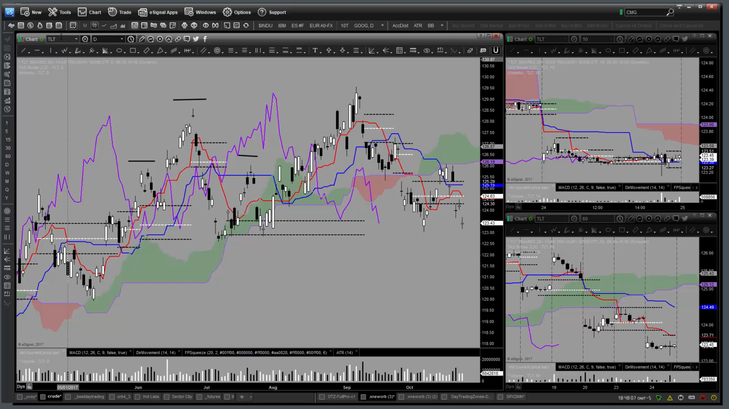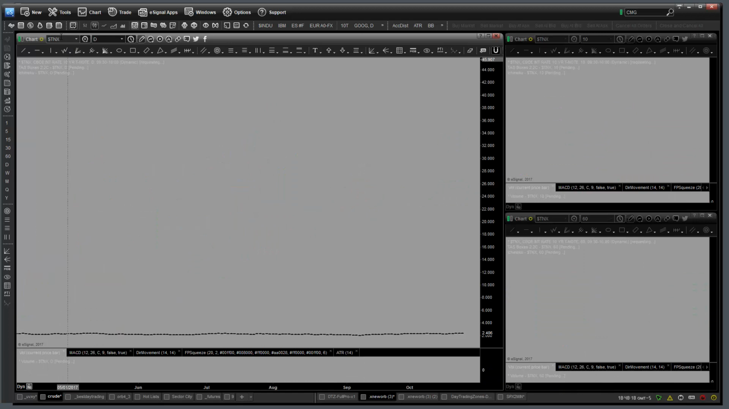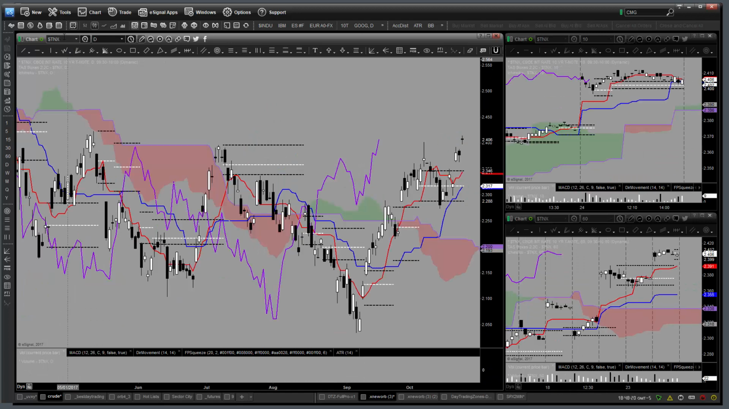Watch TLT at this 123 level. Watch it like a hawk. Okay, it's a key level. TNX, the 10-year, is at resistance. Can we agree?